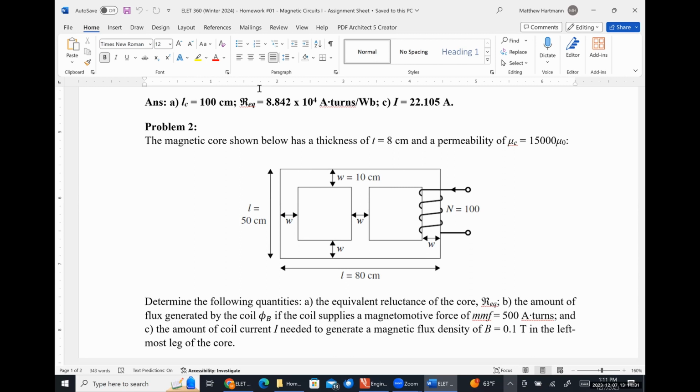Wait, no, sorry. I think I made a mistake there. This was y, so it should be 2y plus x up here.